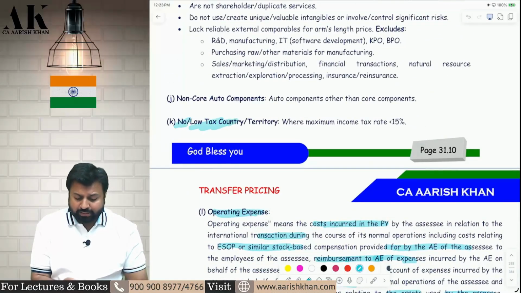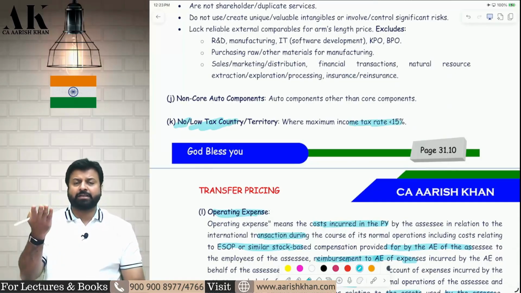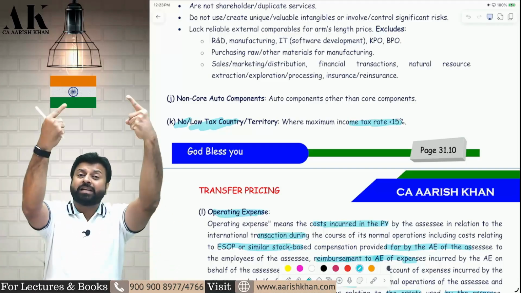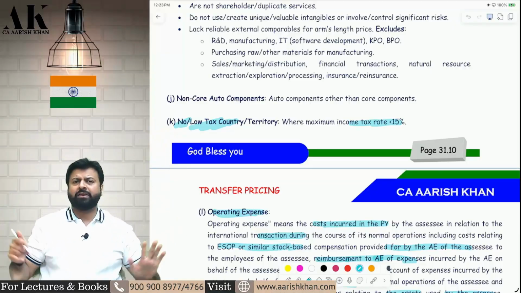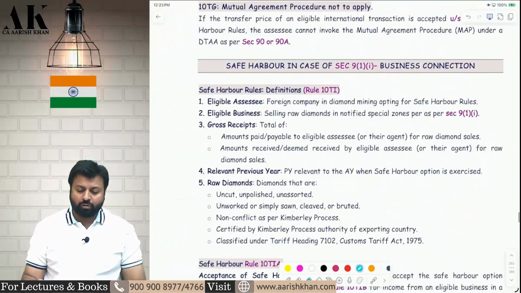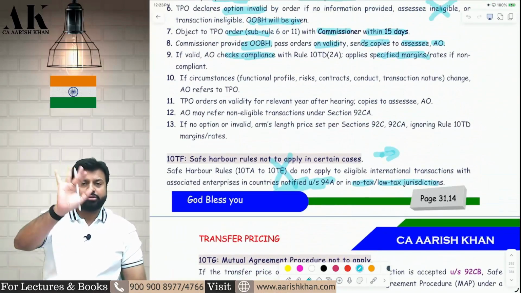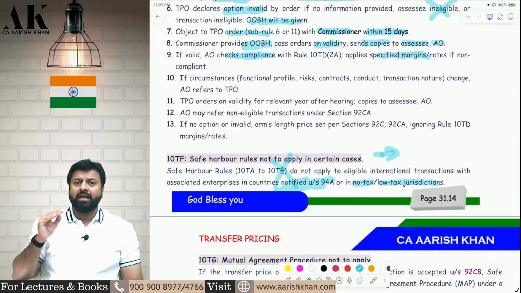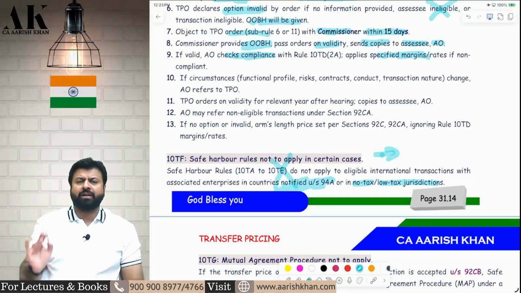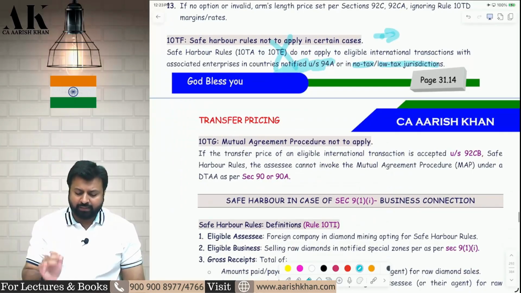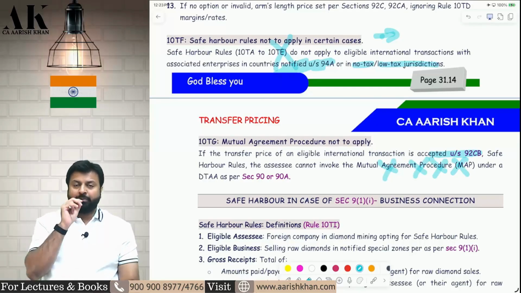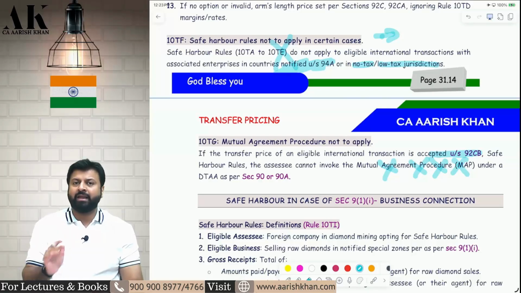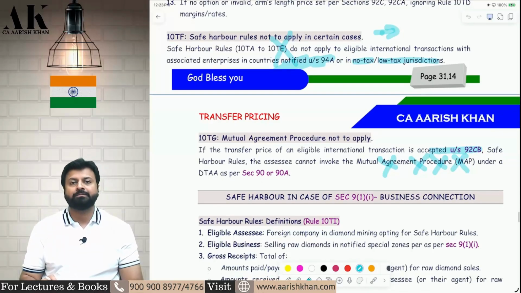What do you mean by no tax or low tax jurisdiction? Where the maximum tax rate in the other country is less than 15%, that country will be called a low tax jurisdiction. If you are doing a transaction with a person located in an NJA, or with a person where the maximum tax rate is less than 15%, then safe harbor rule is not applicable. So for safe harbor rule to apply, the other country should not be an NJA, notified jurisdictional area, and the other country's maximum tax rate should be a minimum of 15% or more. Then only safe harbor is applicable. Further, once you have gone for safe harbor rule, then your doors of mutual agreement procedure under Article 25 of DTAA will be closed. You cannot approach safe harbor rule as well as mutual agreement procedure under 90 and 90A, both of them, at the same time. That is not allowed. I hope it is clear to all of you.